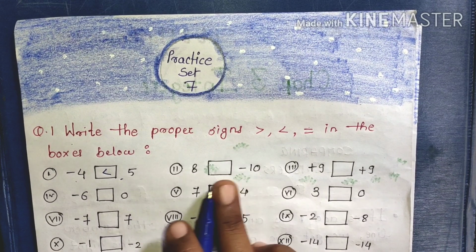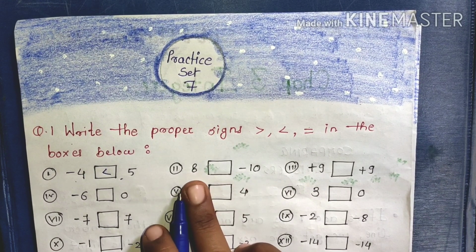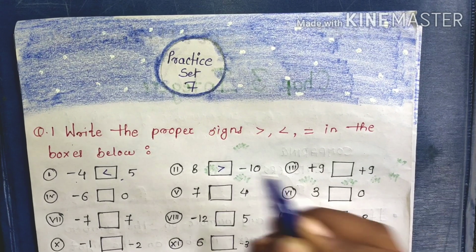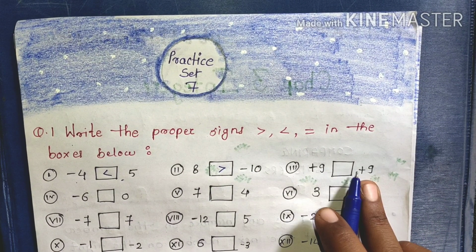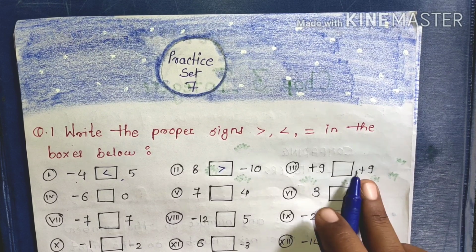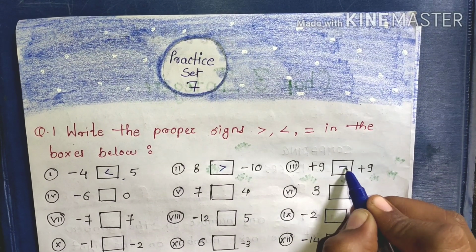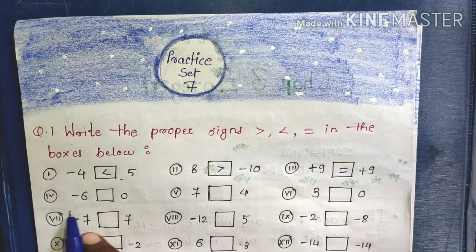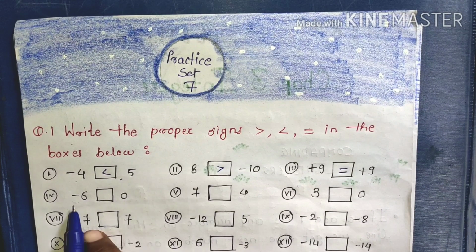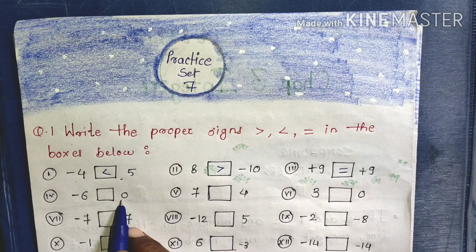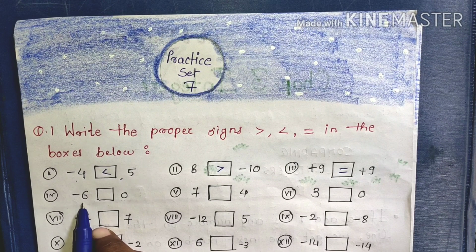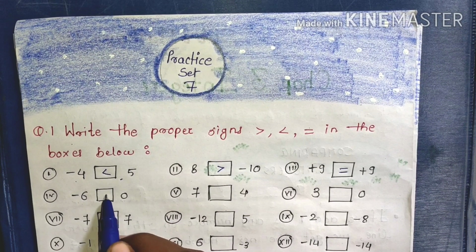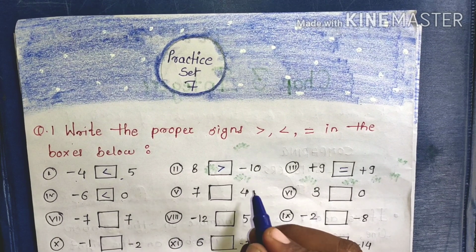8 and -10 है. Once again positive, negative, positive is greater. +9 और +9 है. Which one is a bigger? No one. Why? Because both are equal na, so we have to write equal to sign. -6 and 0. One more concept, if we want to compare between negative number and 0, always 0 is greater than the negative numbers.